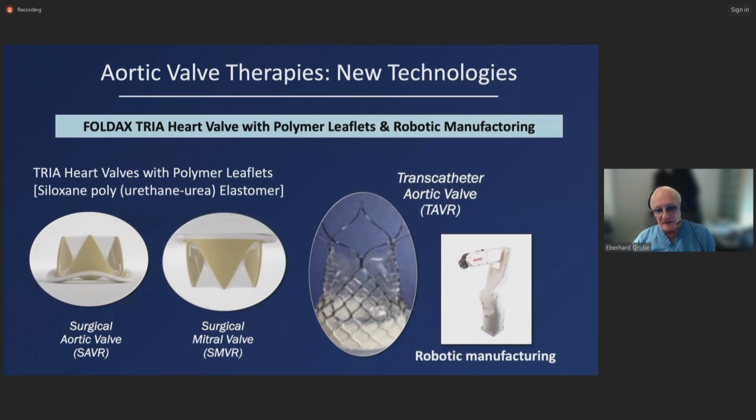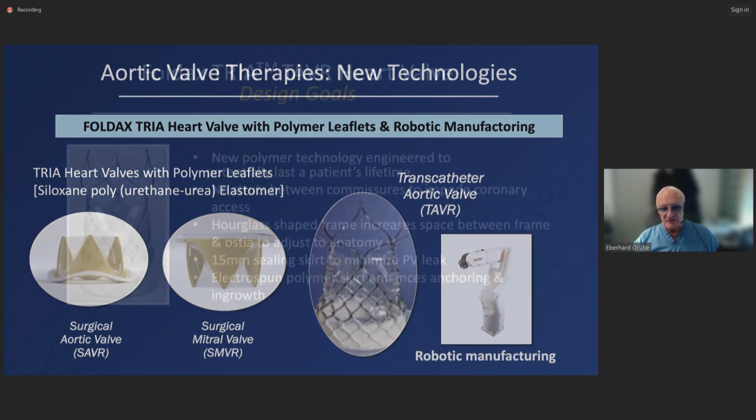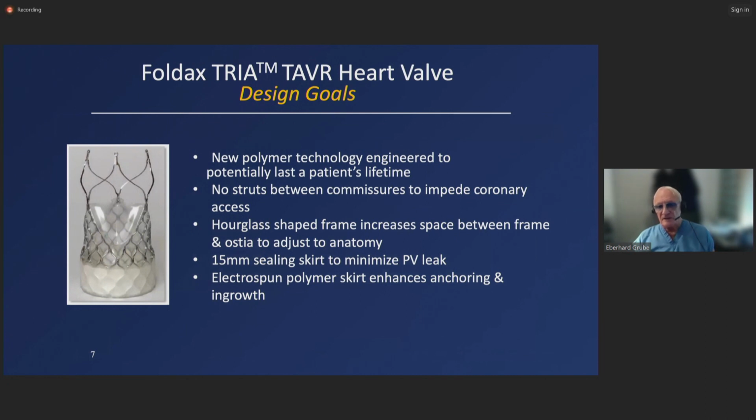The Foldax TRIA heart valve, with polymer leaflets and robotic manufacturing, is mainly used in India, particularly as a surgical valve. The company is moving into the transcatheter field with the design goals of a new polymer technology that is engineered to potentially last a patient's lifetime. Maybe our dream comes true. No struts between commissures to impede coronary access. Hourglass-shaped frame, with increased space between frame and ostia to adjust to certain anatomies. A 15-millimeter sealing skirt to minimize PV leak, and an electrospun polymer skirt that enhances anchoring and ingrowth.